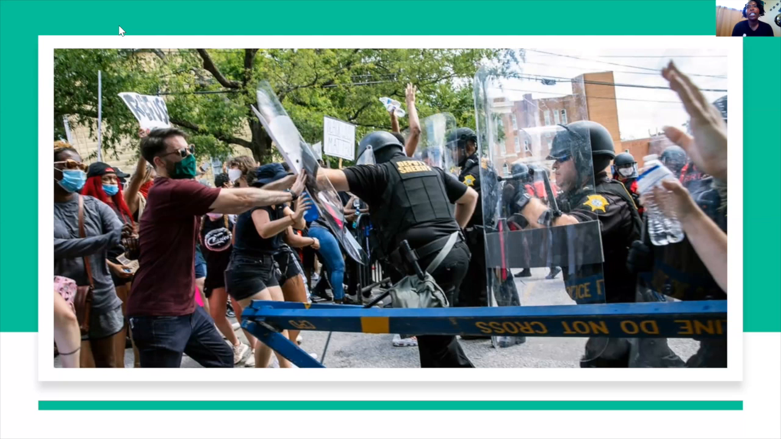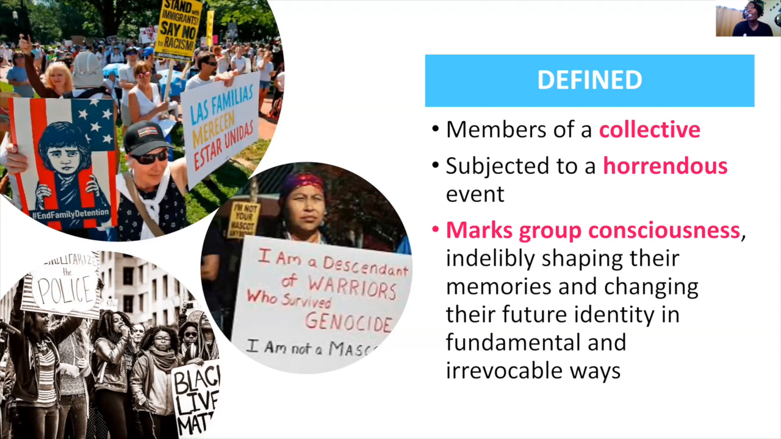And now we're starting to see companies and organizations saying, what can we do? How can we help in the midst of already having been disconnected and in the midst of a trauma? So we have to recognize that what's happened here is that we have not only had an individual trauma, but collectively we've experienced what we call a community trauma. And a community trauma is when members of a collective are subjected to a horrendous event that marks the group consciousness by shaping their memories and changing their future identity in fundamental and irrevocable ways. And racism is one of those things that's a collective trauma.